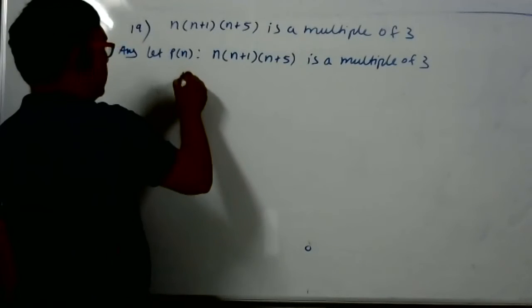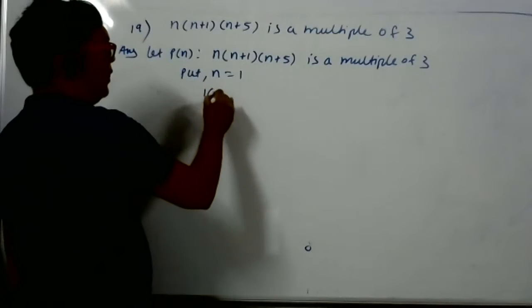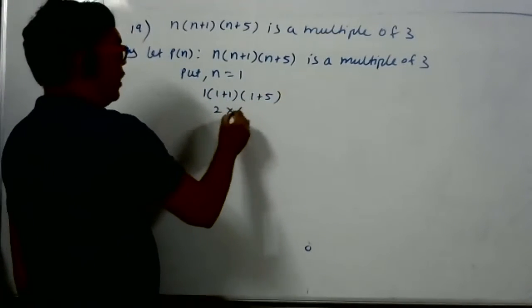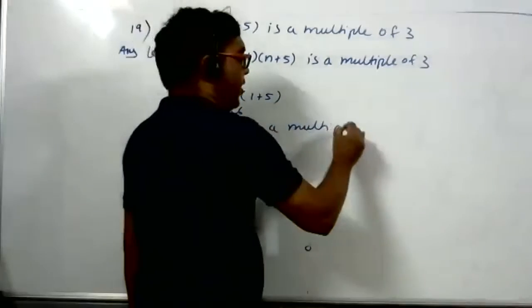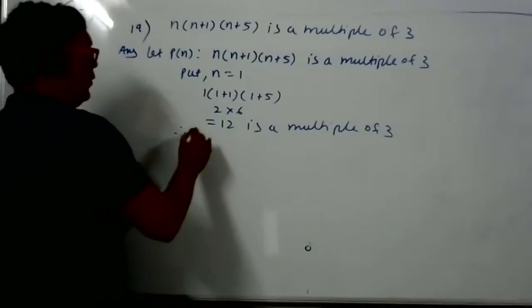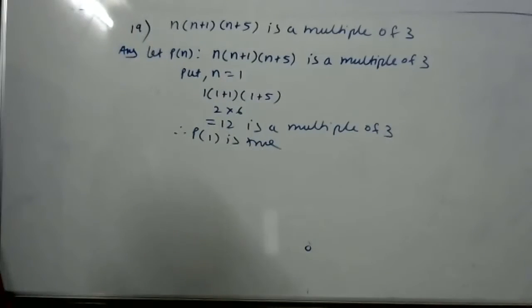So put n is equal to 1. Put n equal to 1, how much will we get? 1 into 1 plus 1, 1 plus 5. So 1 plus 1 is 2, into 6, how much? 12. Is 12 a multiple of 3? Yes, sir. Therefore, P of 1 is true. Write fast. P of 1 is true, because if you put 1, it will come 12.